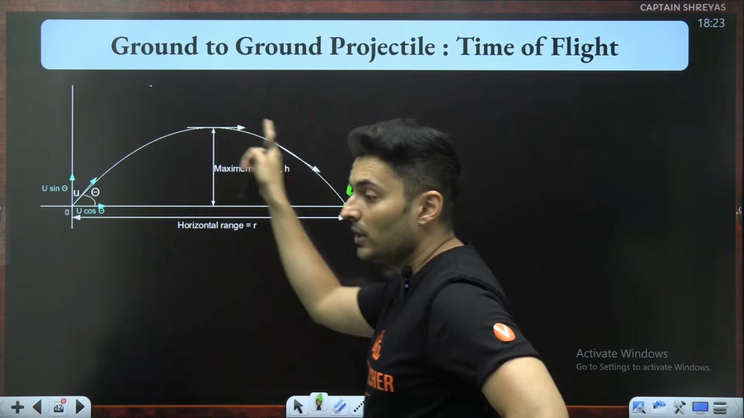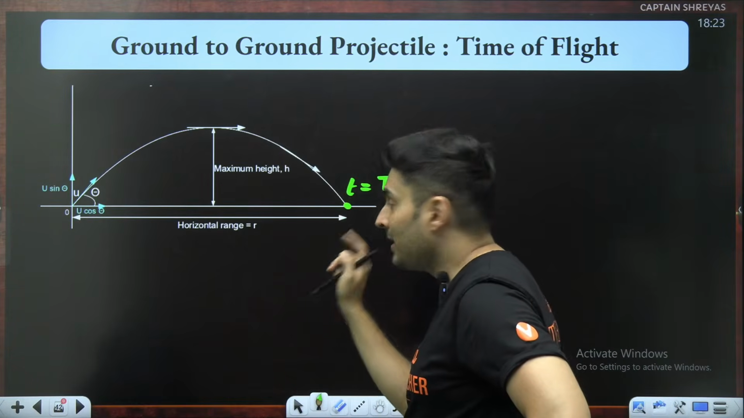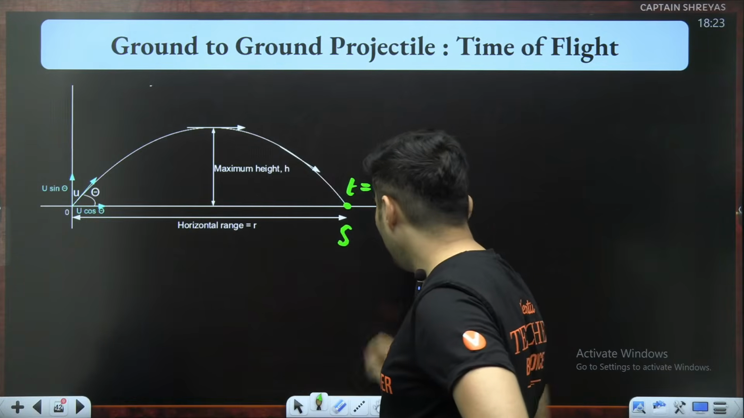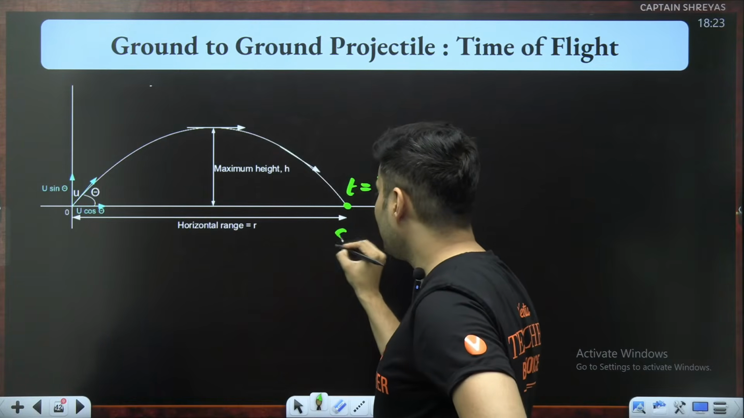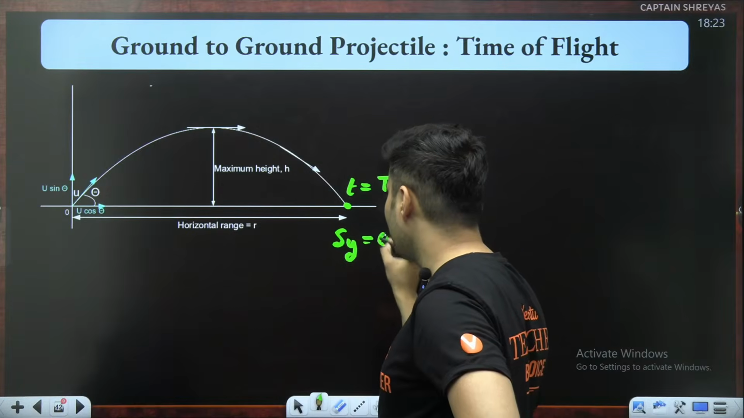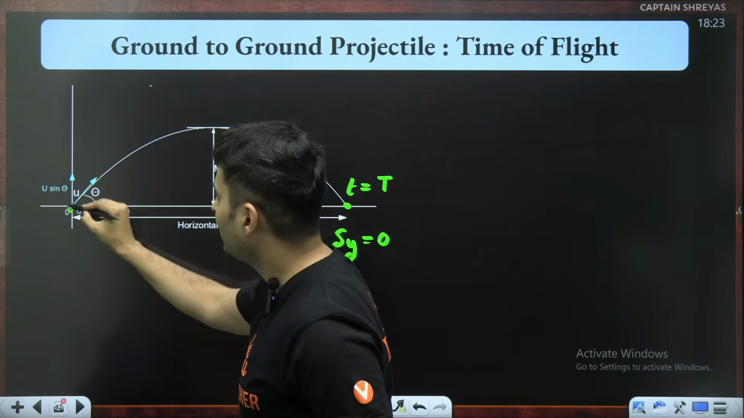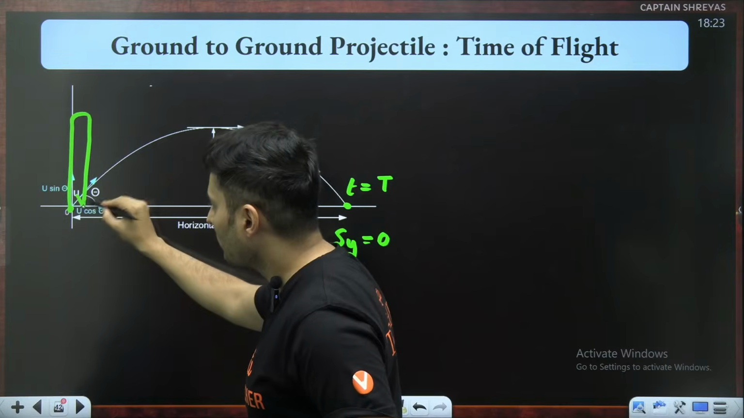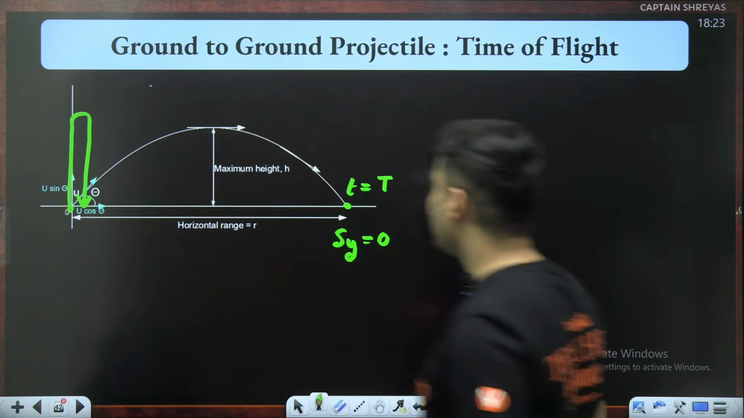It has landed on the horizontal line. That means the y coordinate is 0. The y coordinate is 0. In fact, the y displacement is 0. It started from here, it went up and it came down. The y displacement is 0. Do you agree with it?